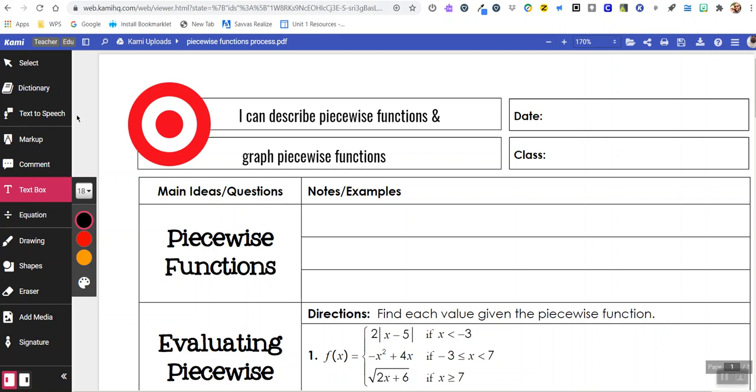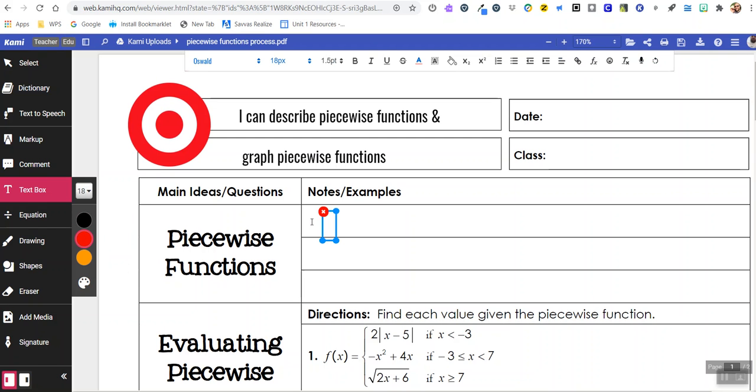So today what we're doing is looking at describing and graphing piecewise functions. So what is a piecewise function? A piecewise function is basically made up of two or more functions.